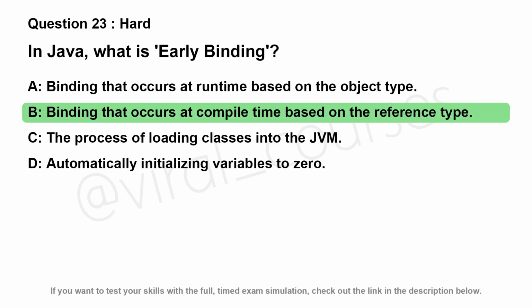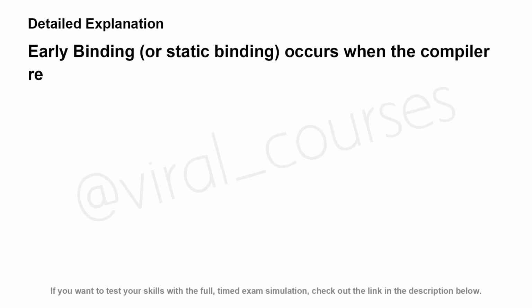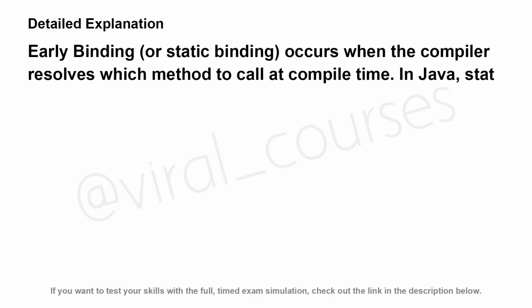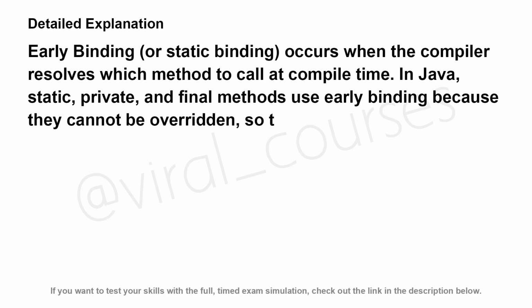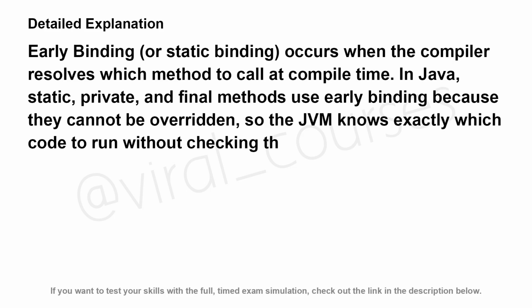The correct answer is B. Early binding, or static binding, occurs when the compiler resolves which method to call at compile time. In Java, static, private, and final methods use early binding because they cannot be overridden. So the JVM knows exactly which code to run without checking the object's type at runtime.